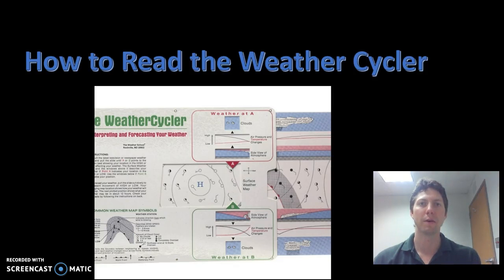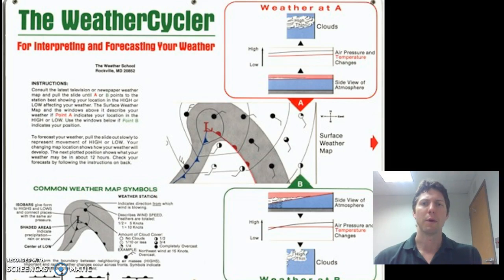You're about to start the Weather Cycler activity. This activity sort of sums up everything that we've learned about so far this unit. This is one of our end goals of being able to understand and predict weather. The Weather Cycler can be kind of confusing at first because there's a lot of information, and I wanted to just go through and point out how to read it and how to make it a little bit more simple for you.